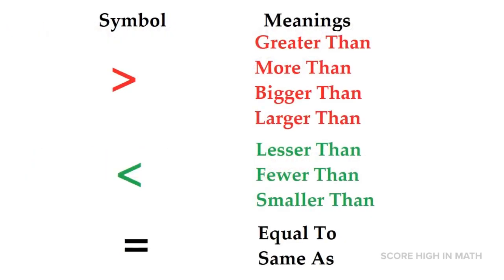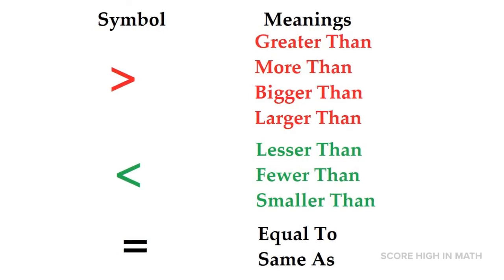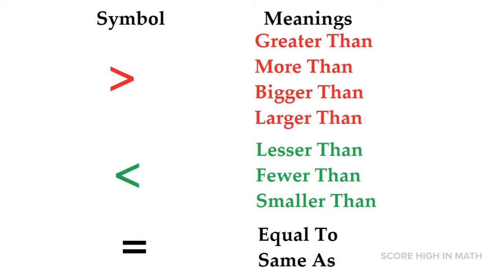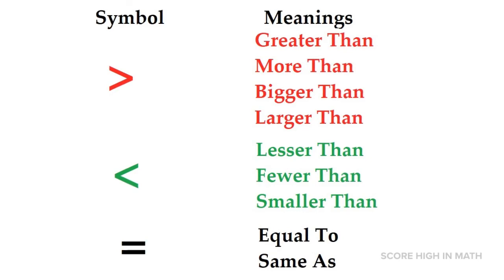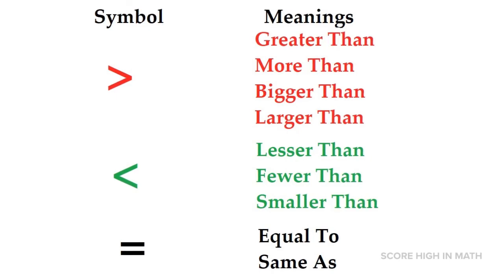To wrap it up, just remember the symbol, or better, check the alligator's mouth. Wherever the alligator's mouth is facing, that is the greater number. So, in this case, if it is the red symbol, the mouth is facing to the left, it is greater than, more than, bigger than, or larger than. If the mouth is facing to the right, which is the green symbol, it is less than, fewer than, or smaller than.